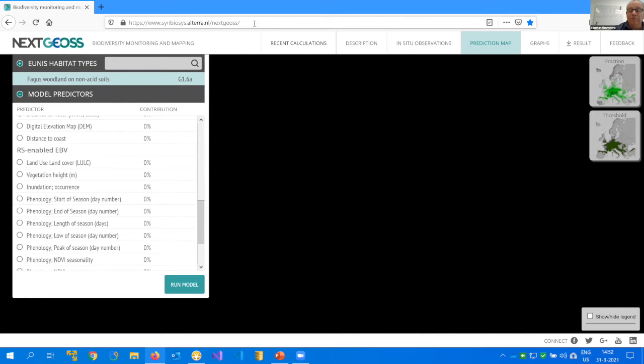Unfortunately, the map is not popping up, but anyway. If you could paste the link to the application in the chat, I think everybody could try. The link is in the presentation. Okay. So it's better not to show it now, because otherwise everybody will try to run a model at the same time. So we might run into trouble.